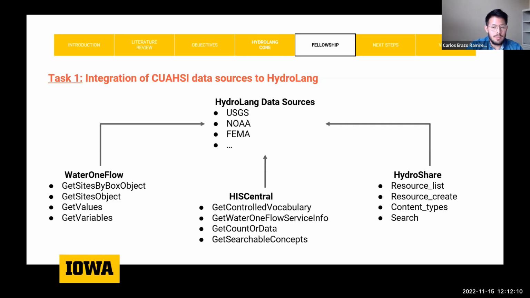The Water One Flow in particular allows us to access over 100 additional data sources of different variables within a spatio-temporal scale that gives us quick access to required information.